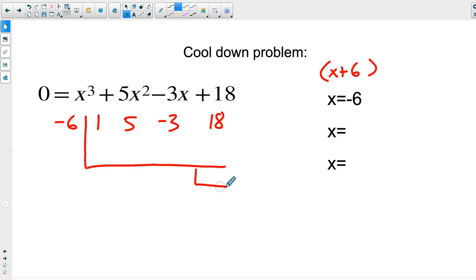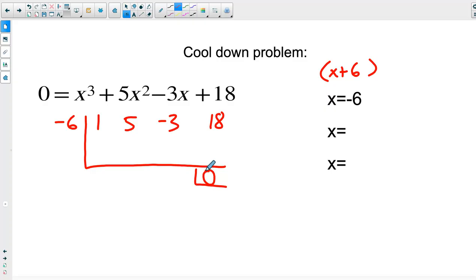What should I expect to get as a remainder? 0. Should get 0. Okay? And I should get 0 because if this is truly one of my solutions, it means that that is one of my factors. And if that's one of my factors, I need to get 0 as a remainder. If I don't, that actually tells me I did something wrong. Or in this case, we did something wrong.